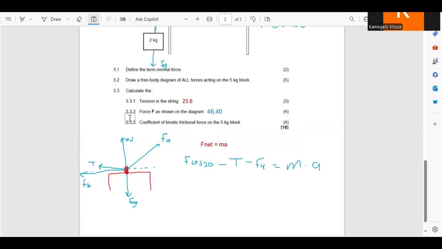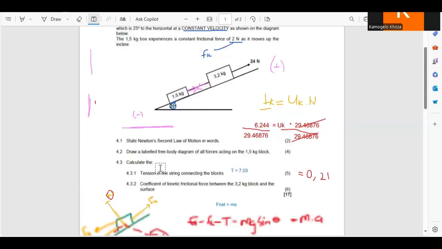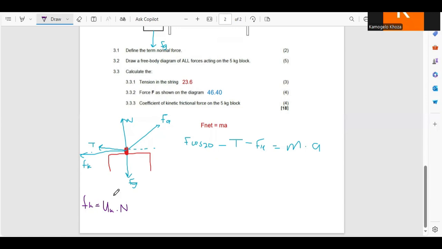Question 4.3.3 says calculate the coefficient of the kinetic frictional force. Similar to the question we were doing here, 4.3.2. Now remember the formula for your kinetic frictional force is Fk equals mu k multiplied by your normal force, right?